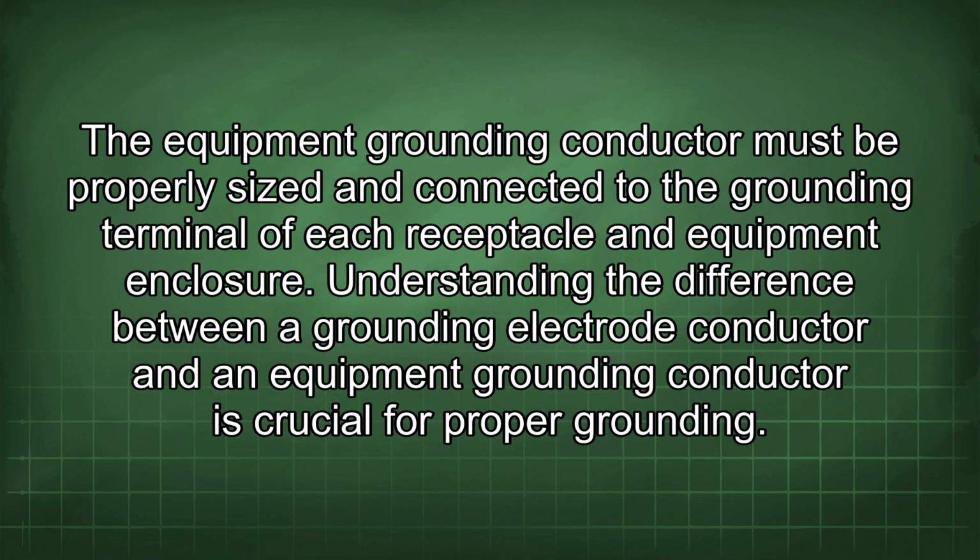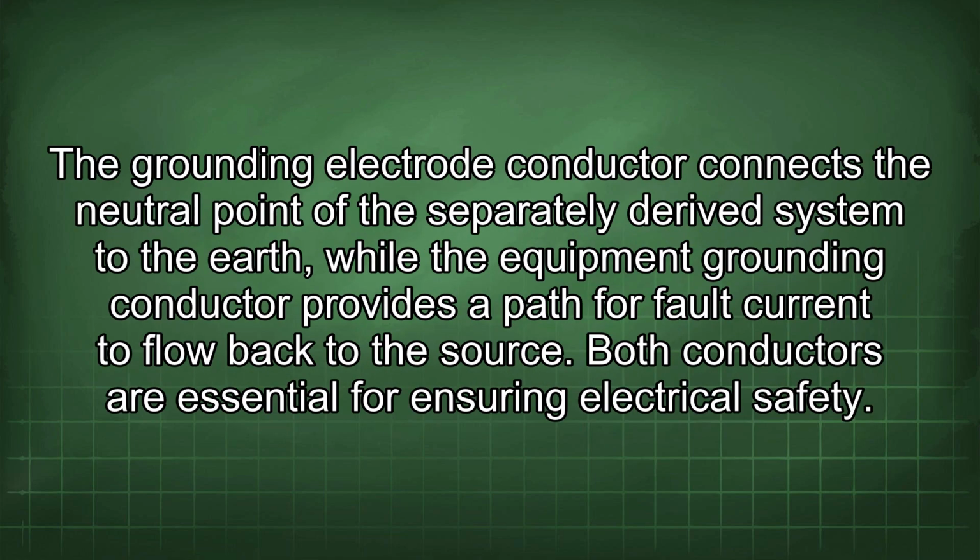Understanding the difference between a grounding electrode conductor and an equipment grounding conductor is crucial for proper grounding. The grounding electrode conductor connects the neutral point of the separately derived system to the earth, while the equipment grounding conductor provides a path for fault current to flow back to the source. Both conductors are essential for ensuring electrical safety.